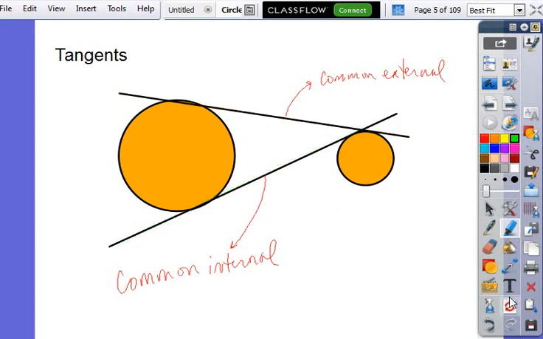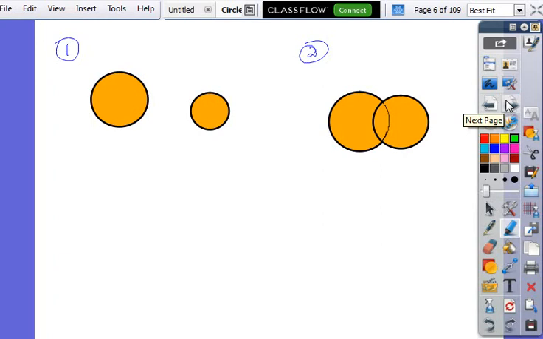All right, what I want you to do on this is draw all of the possible tangents you see. Remember, it can only hit the circle 1 time. And it's got to hit both circles 1 time to be a common tangent. How many common tangents can I draw on that first one? 4.